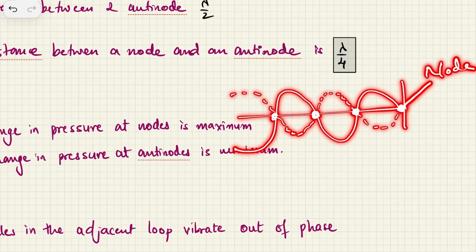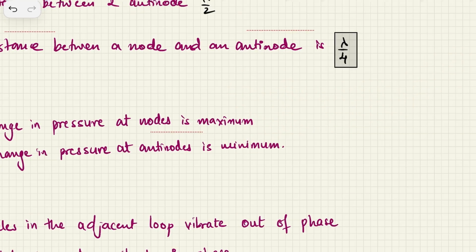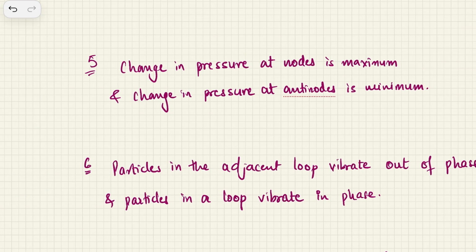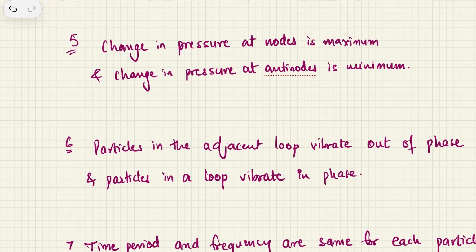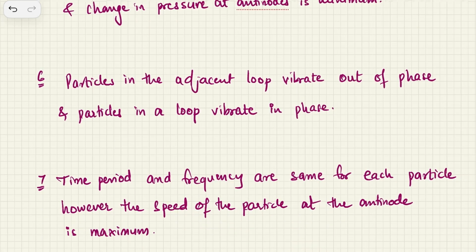So nodes are those points where the maximum change in pressure occurs, and antinodes are those points where the minimum change in pressure occurs. So that's what our fifth point is. Change in pressure at nodes is maximum, and change in pressure at antinodes is minimum. Then we come to the sixth point.